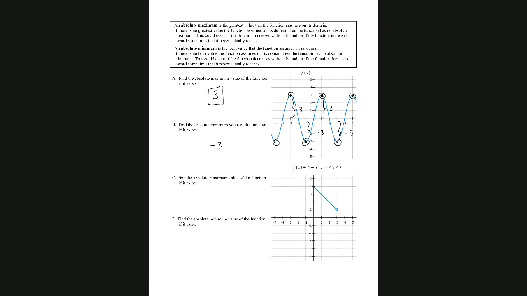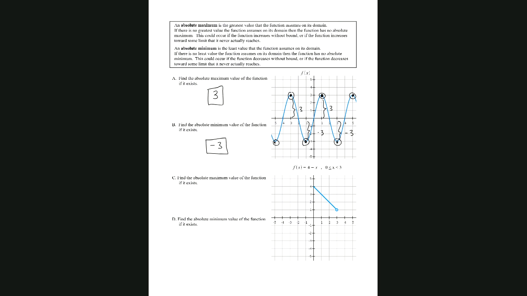With our sine wave, it's fairly straightforward, but some functions make it quite difficult to tell what the absolute max and min are. In some cases, there may be none. Check out this unusual function here. It's 4 minus x, but limited to a domain between 0 and 3, where 0 is part of the domain, but 3 is not.